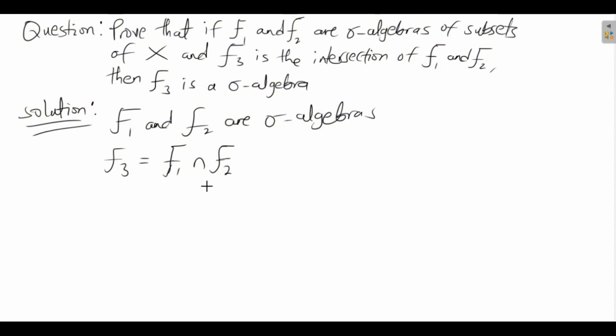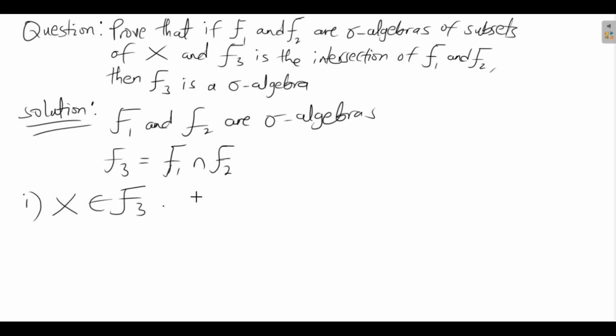Now we need to show that F3 satisfies the three properties of a sigma algebra before we can conclude that F3 is a sigma algebra. For the first property, we need to show that the universal set X belongs to F3. This is the first property for sigma algebras. We need to show that the universal set X belongs to F3.